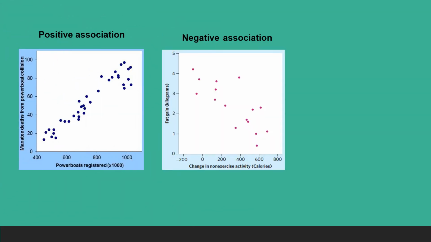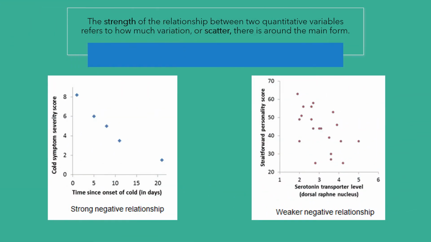The first diagram, as x increases, y also increases. So it has a positive slope, or we can say that it is positively associated. The second diagram, as x increases, y decreases. So it has a negative slope, or it is negatively associated.